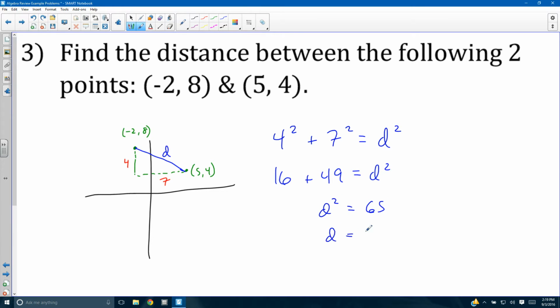So d is the square root of 65, which I believe does not simplify, because that's 5 times 13, and those are prime numbers. So that's it. That's the distance between them. If you round to the nearest tenth, it's something else. It's a little more than 8. Say 8.1 something, 8.2 something, I don't know. But square root of 65.